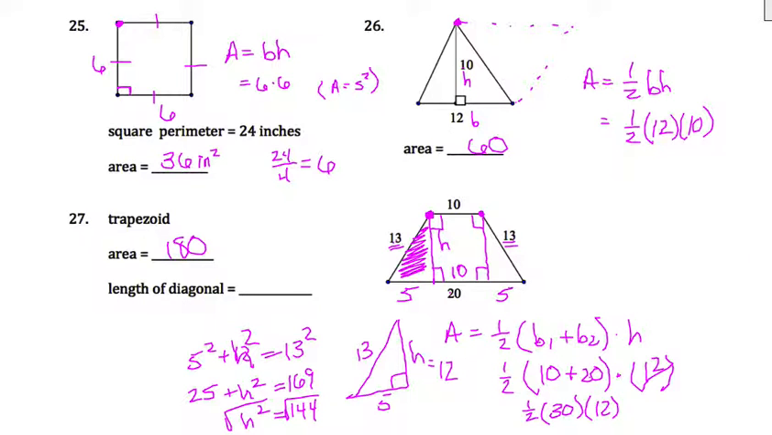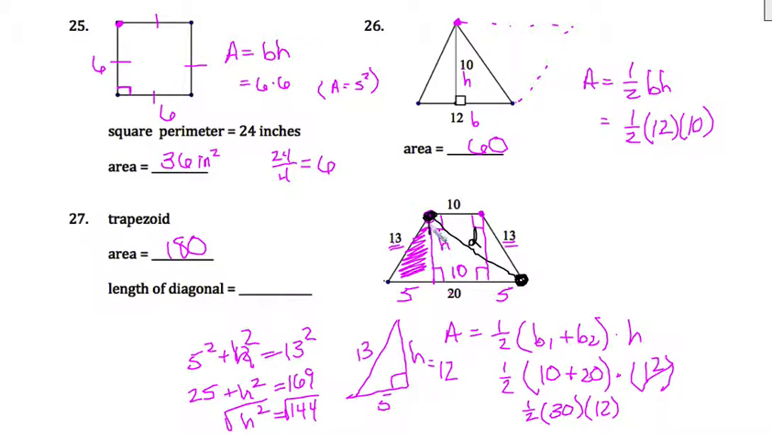Well, the diagonal goes from one vertex, let me use a different color here, goes from the vertex to a non-adjacent vertex. So this would be the length of the diagonal here. I'm going to call it D for diagonal. Now the diagonal in an isosceles trapezoid is congruent, so it doesn't matter which one of these I draw, but this has nothing to do with the area.